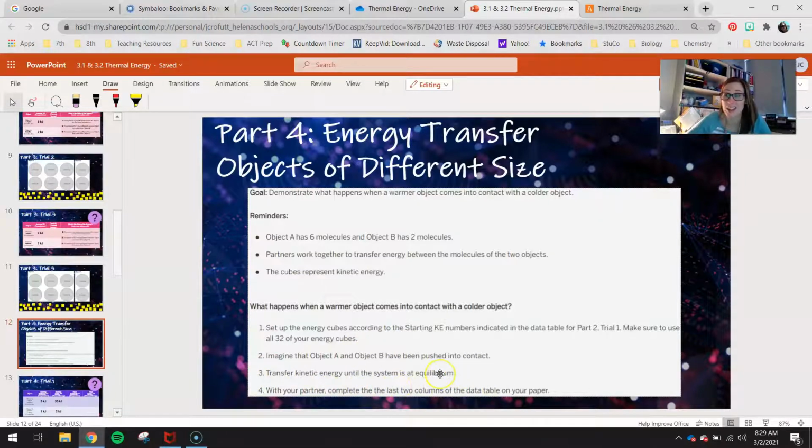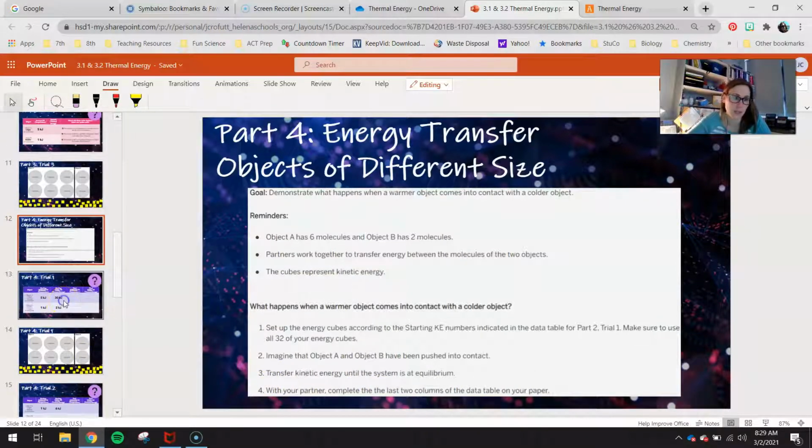Remember, equilibrium is where each of the molecules in those 2 objects all have the same average kinetic energy, or as close as possible. With your partner, complete the last 2 columns of the data table on your paper. Obviously, you guys are doing this by yourself. So let's go take a look.